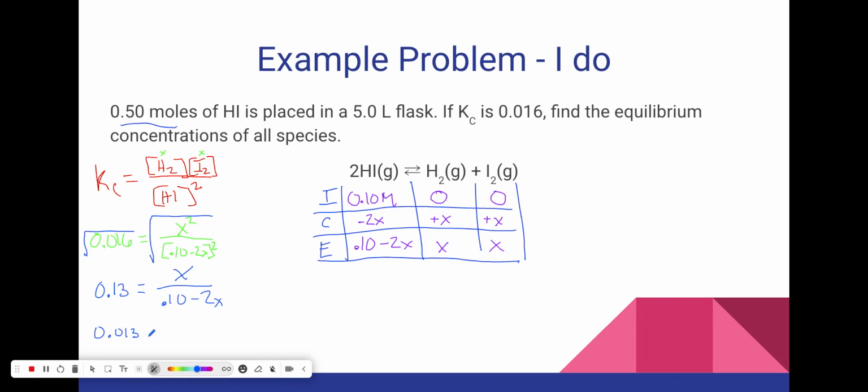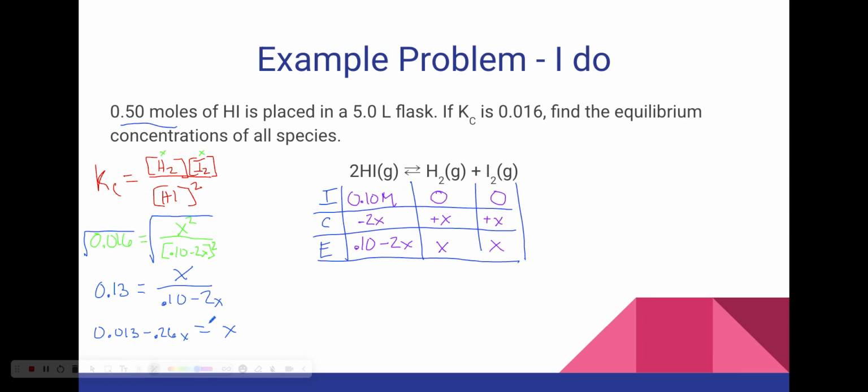0.013 minus 0.26x is equal to x. So again, guys, how did I get this? I just multiplied the denominator of both sides of my equation. So 0.1 minus 2x times 0.13, and then I multiplied that over here.